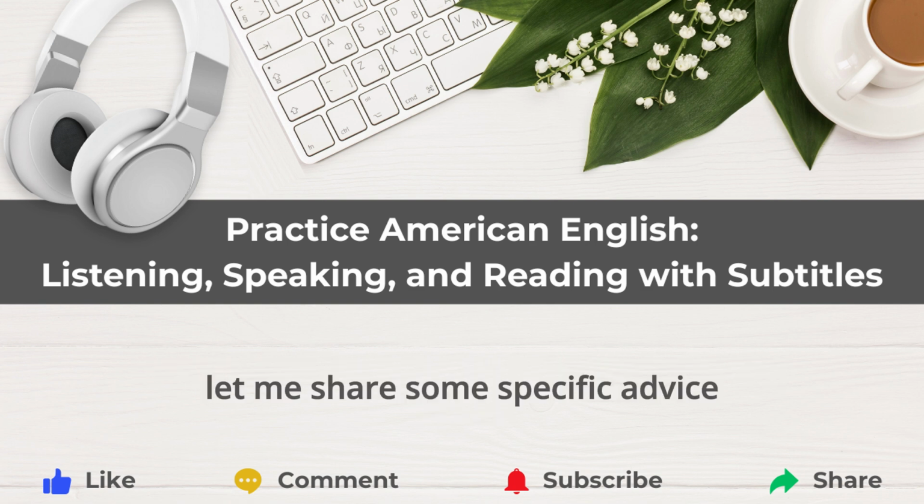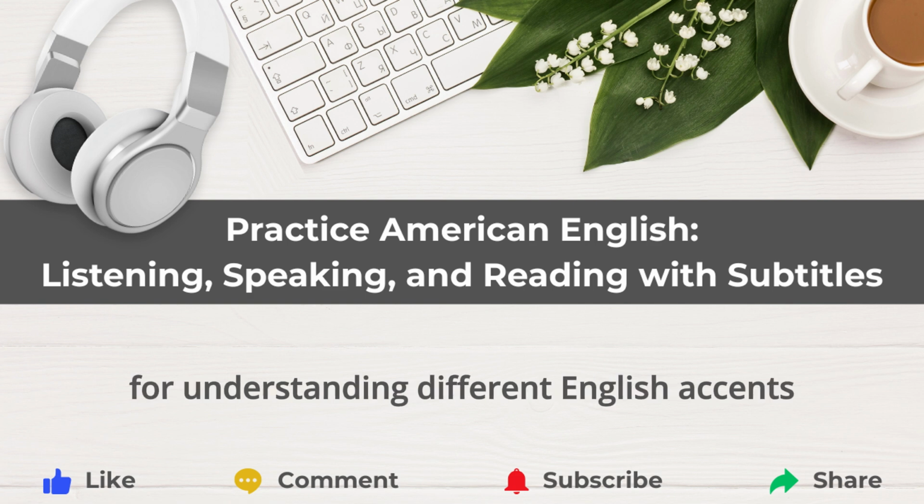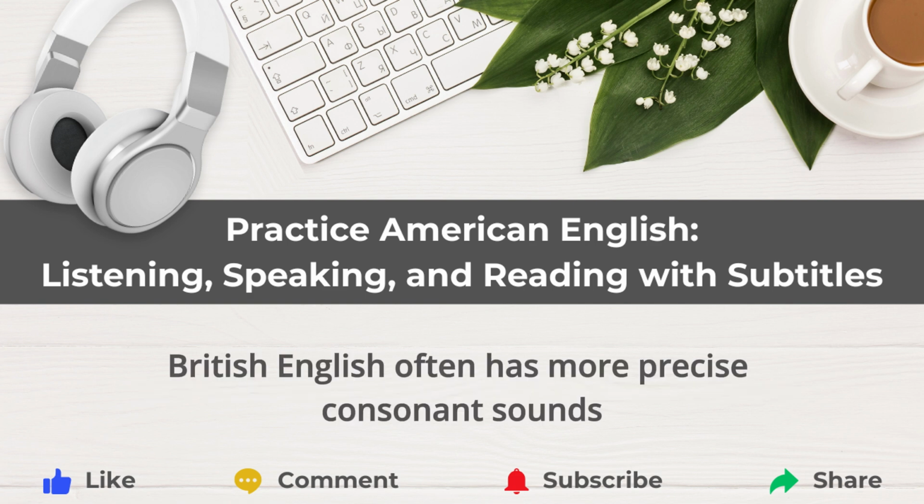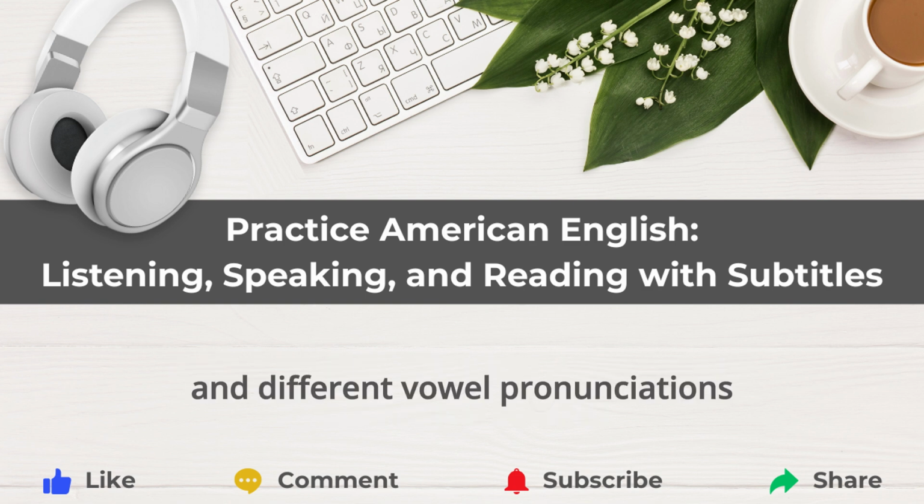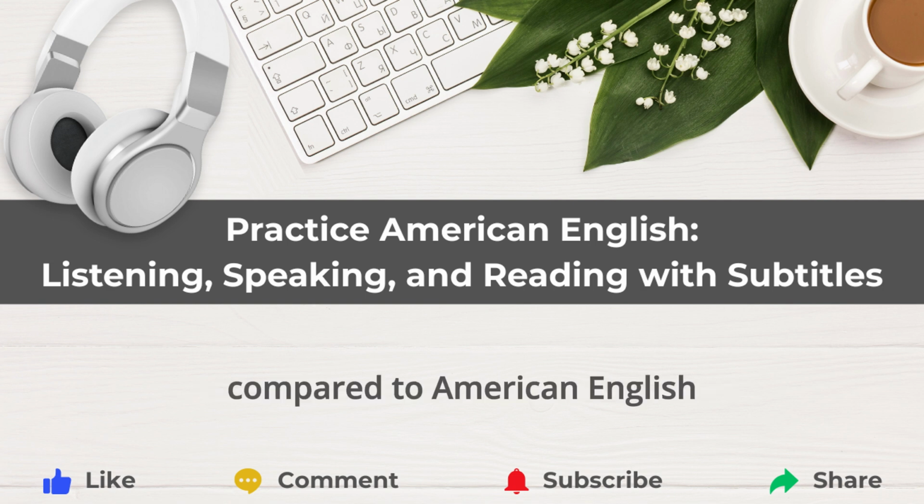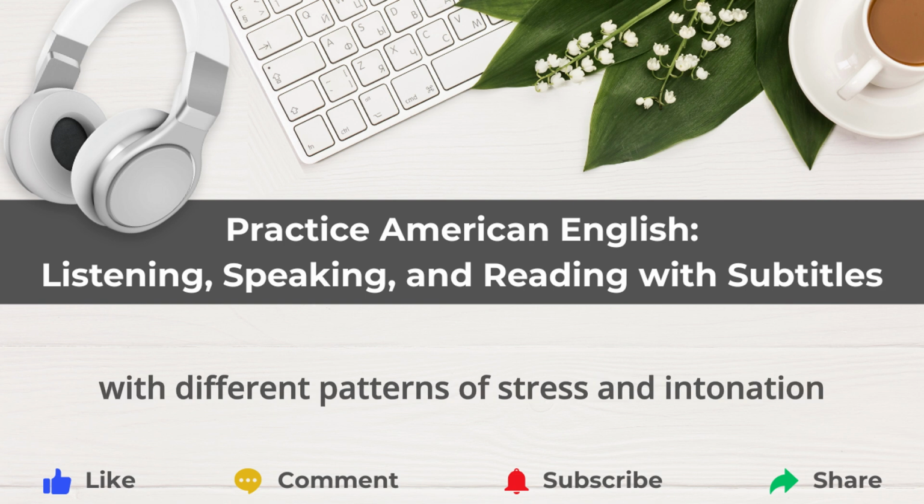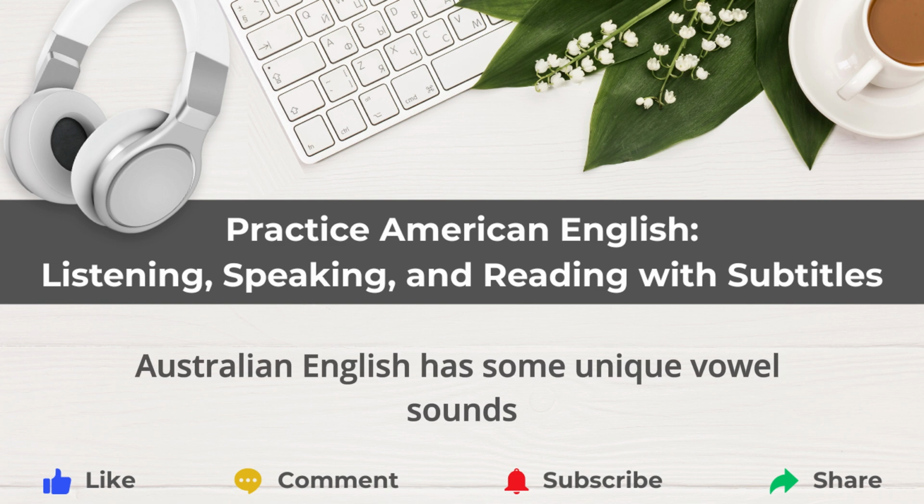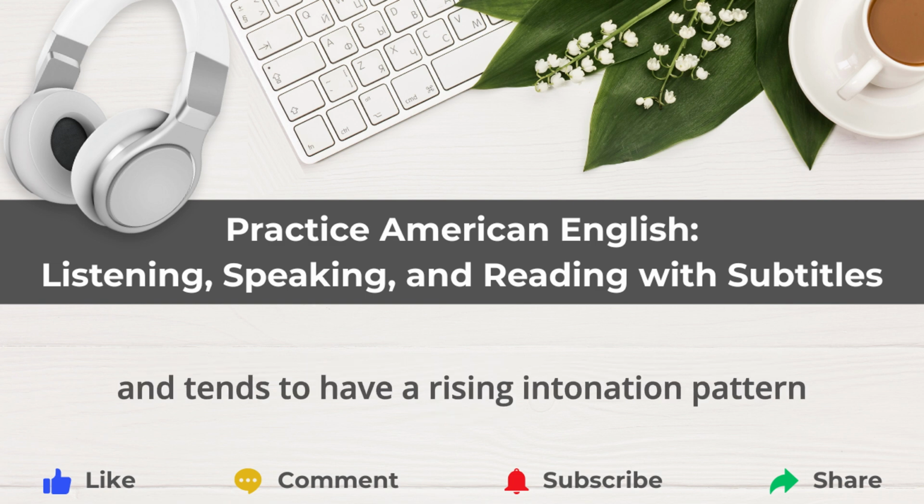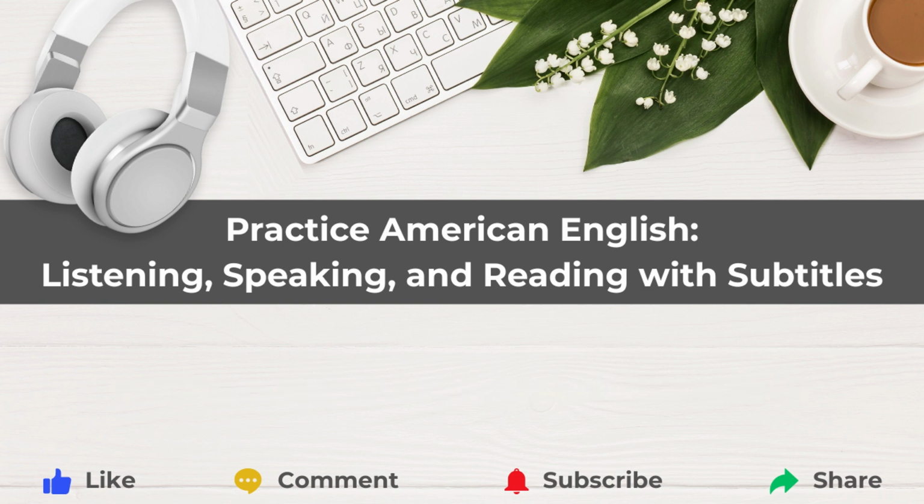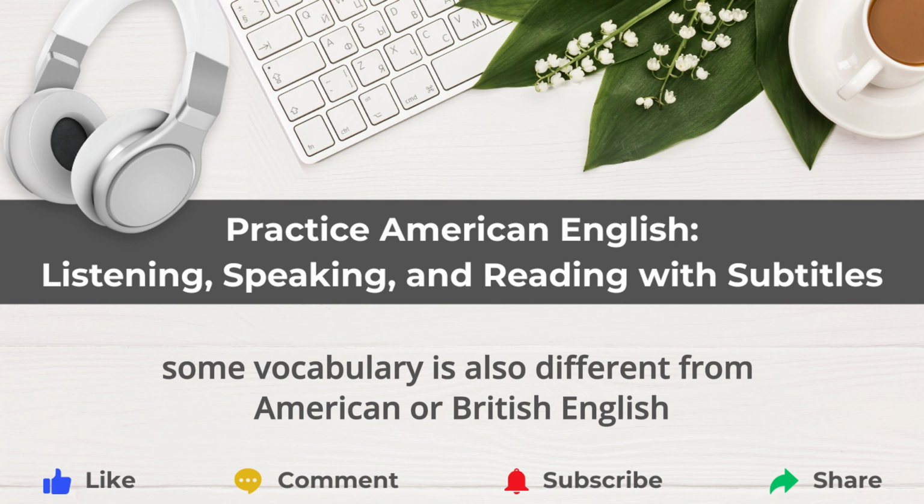Let me share some specific advice for understanding different English accents. British English often has more precise consonant sounds and different vowel pronunciations compared to American English. The rhythm can also be different, with different patterns of stress and intonation. Australian English has some unique vowel sounds and tends to have a rising intonation pattern, even for statements. Some vocabulary is also different from American or British English.